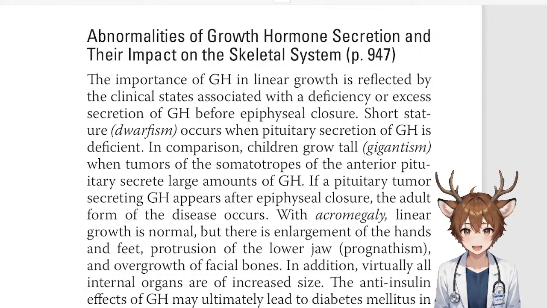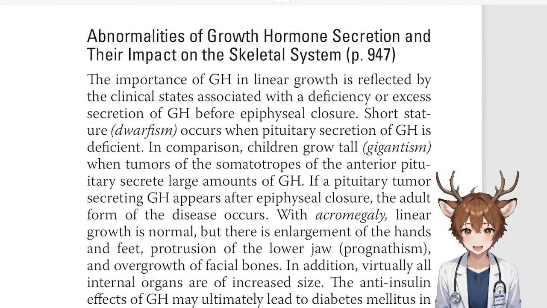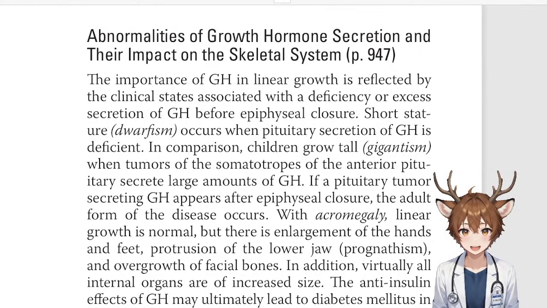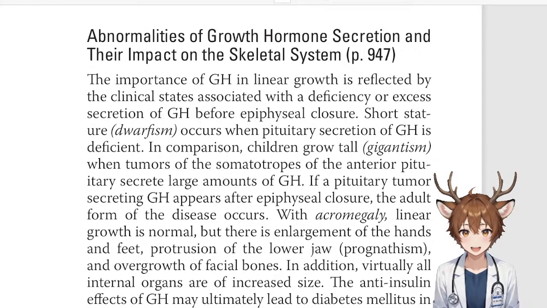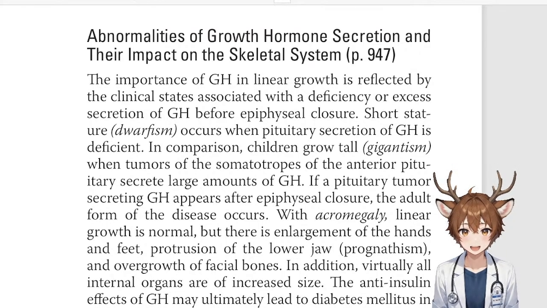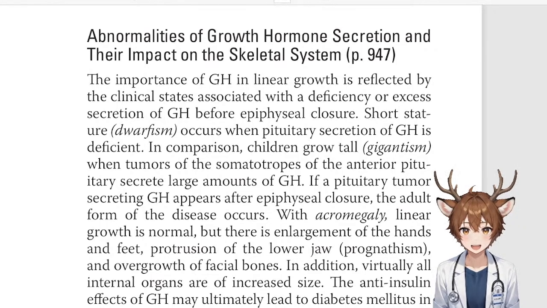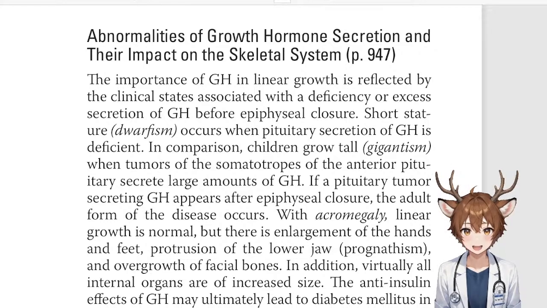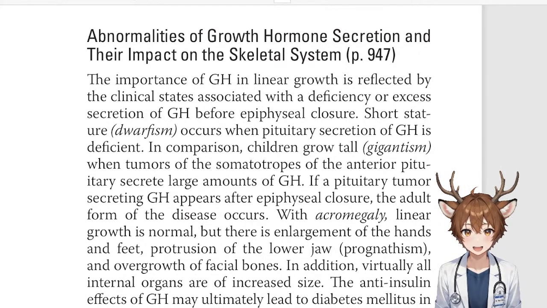Short stature, dwarfism, occurs when pituitary secretion of growth hormone is deficient. In comparison, children grow taller, gigantism, when tumors of the somatotropes of the anterior pituitary secrete large amounts of growth hormone. If a pituitary tumor secreting growth hormone appears after epiphyseal closure, the adult form of the disease occurs. With acromegaly, linear growth is normal, but there is enlargement of the hands and feet, protrusion of the lower jaw, prognathism, and overgrowth of the facial bones. In addition, virtually all internal organs are of increased size.